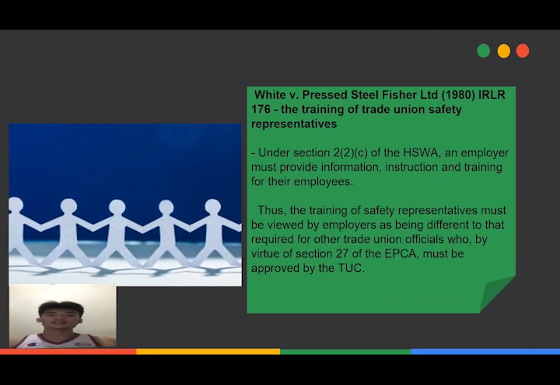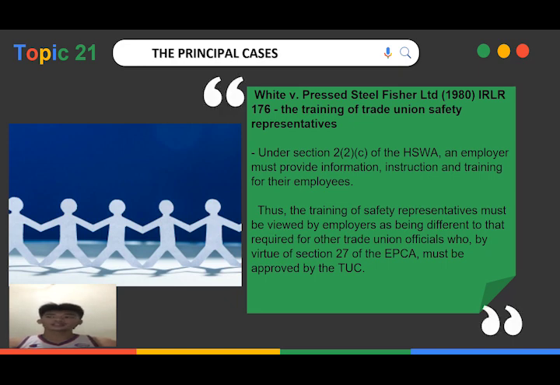So next case is White Bay Press Steel Fisher Ltd 1980 IRLR 176, the training of trade union safety representatives. Under Section 2(c) of the HSWA, an employer must provide information, instruction, and training for their employees. Thus, the training of safety representatives must be viewed by employers as being different to that required for other trade union officials who, by virtue of Section 27 of the EPCA, must be approved by the TUC.